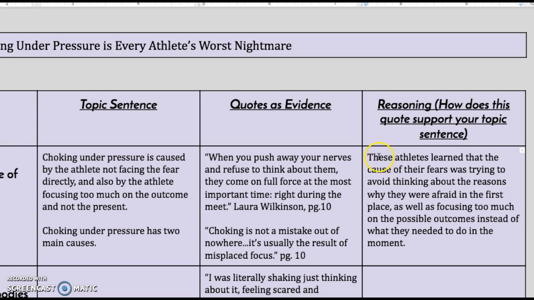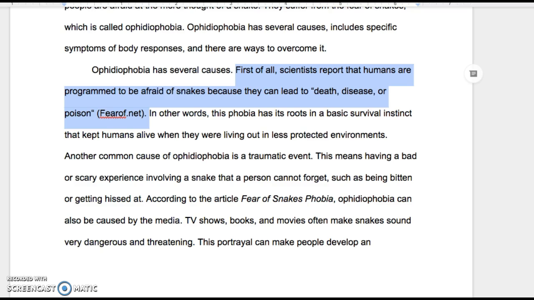For mine, my reasoning was these athletes, these two quotes here, learned that the cause of their fears was trying to avoid thinking about the reasons why they were afraid in the first place, as well as focusing too much on the possible outcomes instead of what they needed to do in the moment. That's my explanation of these two quotes. So I'm saying, what does this quote have to do with this topic in my own words? Let's look at the sample essay.